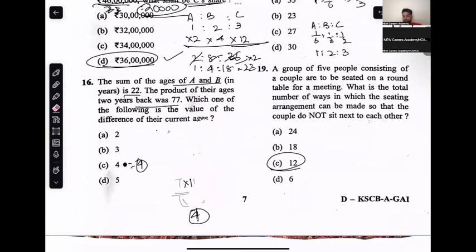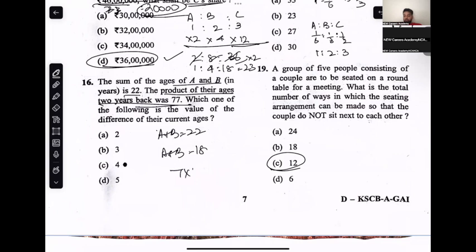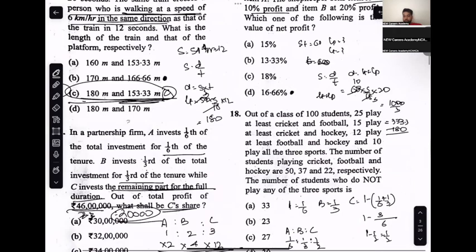Next question, question number 16. A plus B, sum of ages is 22, and the product of their ages 2 years back. If both go back 2 years, their combined age becomes 18, because both went 2 years back. Their product of ages became 7 into 11. That makes it 77, which is 7 plus 11 is also 18. So difference of age is how much? 4 years. I hope this was a simple question and you got it.